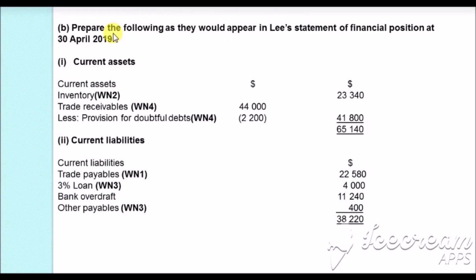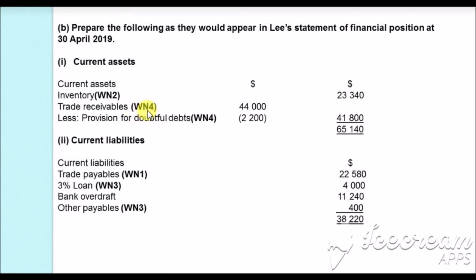$6,050. In the B bit of the question, we are asked to prepare the following as they would appear in Lee's statement of financial position at 30th April 2019. First bit, we have to calculate the current assets. In current assets, we'll start with the inventory which was calculated in the second working notes as $23,340.